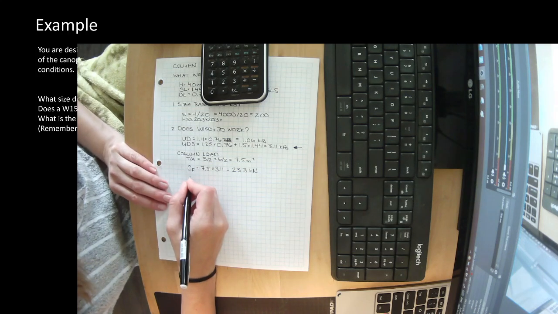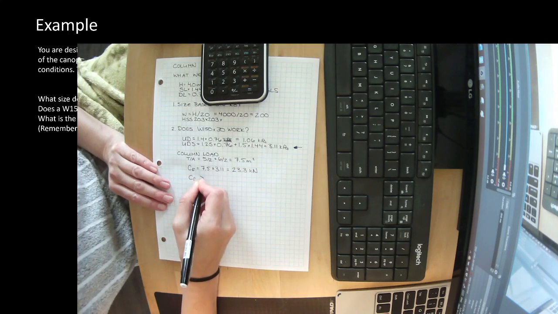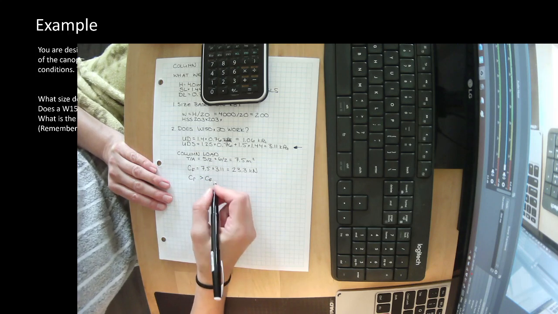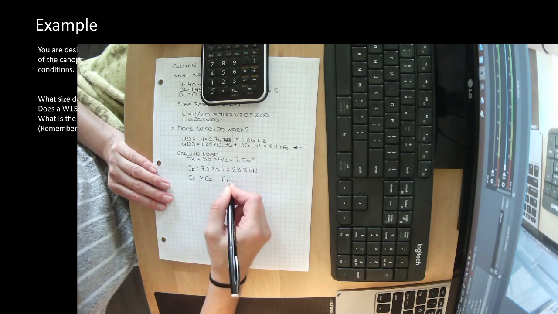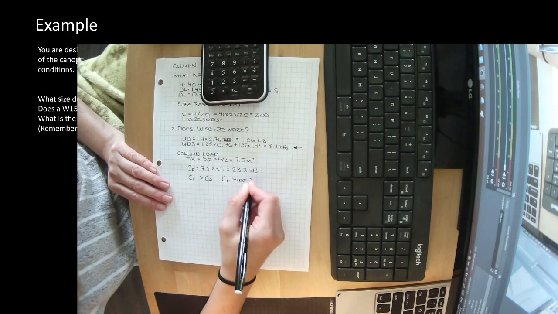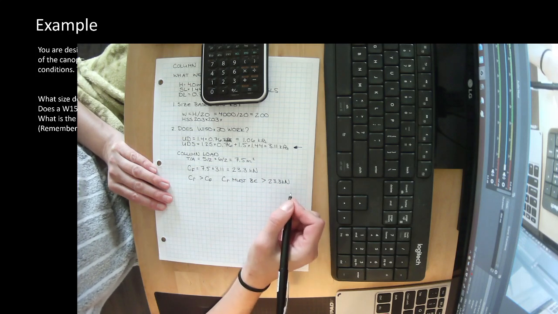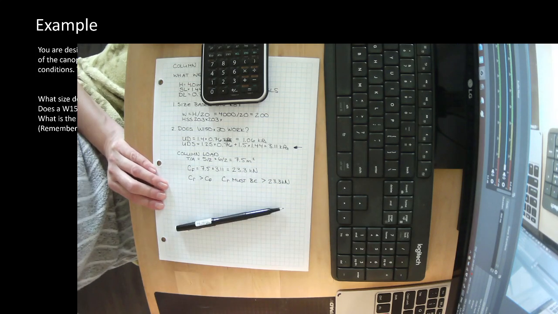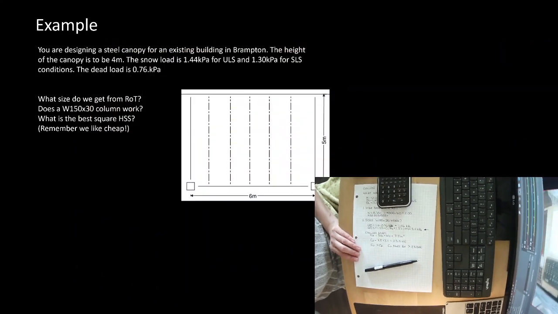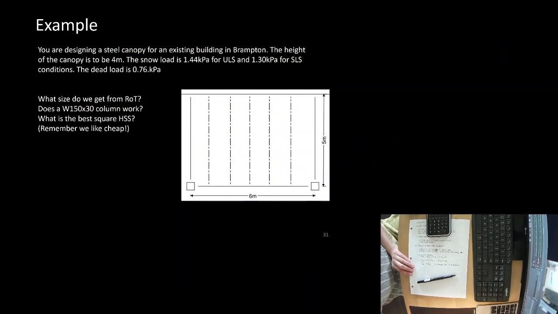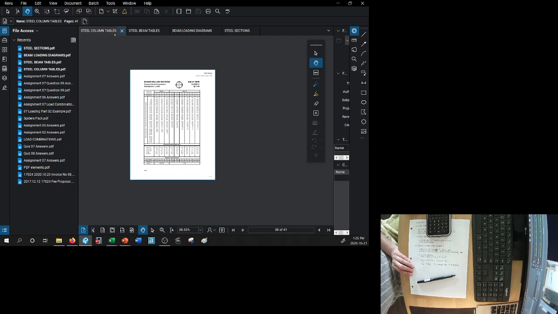We need a column that has a CR greater than CF. So CR must be greater than 23.3 kilonewtons. So let's go look up some of those different values. Let's take a look at what we've got. We can go to our steel column tables. They've asked us explicitly about a W150 by 30. So let's go to those pages.